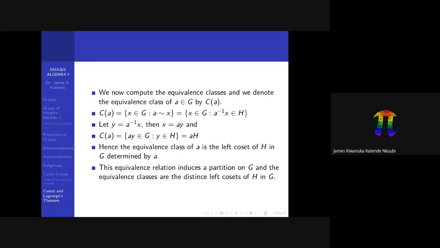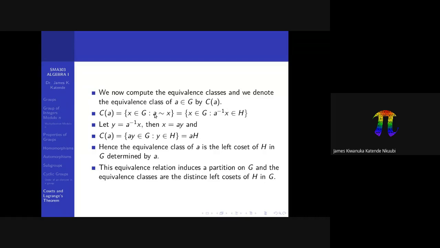So we now compute, since anytime you have an equivalence relation, as a mathematician, you get excited and you want to find the equivalence classes. That's what we are going to compute now. We shall denote the equivalence class of an element A by C of A. This is not standard notation, but it's convenient for us now to use it. Some books may use a different notation. What is the equivalence class of A? The equivalence class of A is simply all the elements in G that are related to A. So we start by that definition.